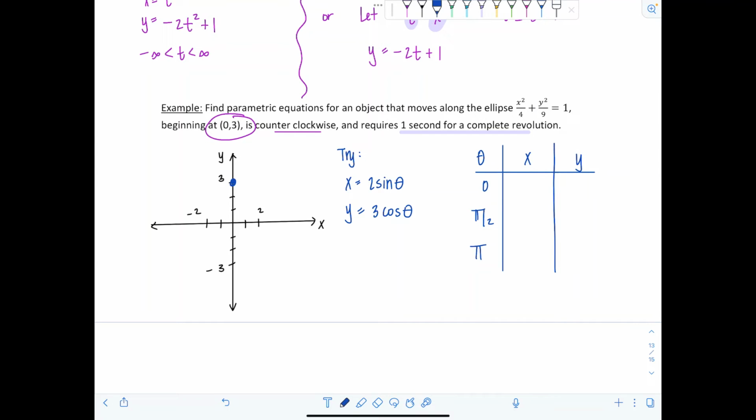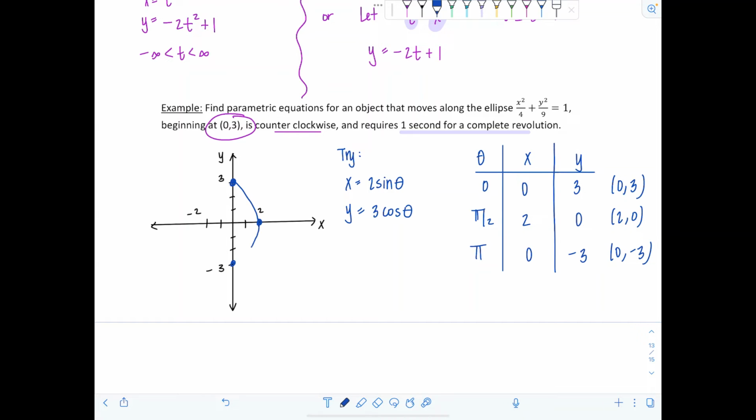So if theta is 0, sine of 0 is 0, and then at pi over 2, sine is 1, so this would be 2, and at pi, sine is 0, so this would be 0. And then the y-coordinates, cosine of 0 is 1, so 3 times that is 3. Cosine of pi over 2 is 0, and then cosine of pi is -1, so this would be -3. So right now we have 0, 3, which is good, then 2, 0, then 0, -3.